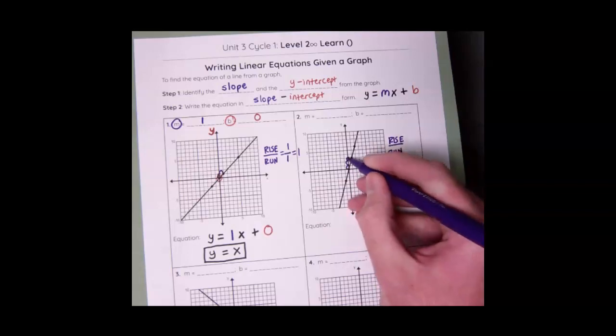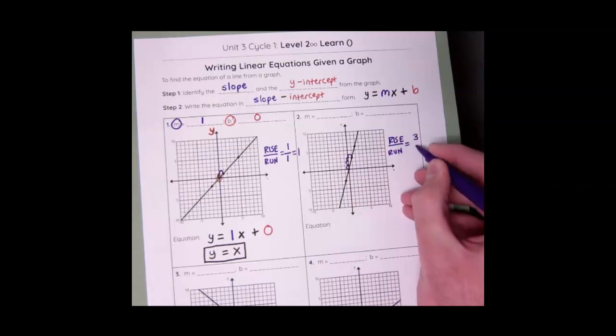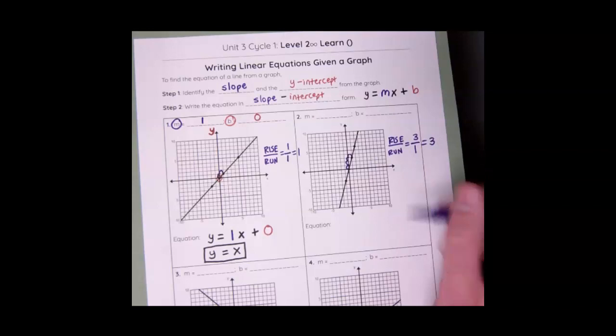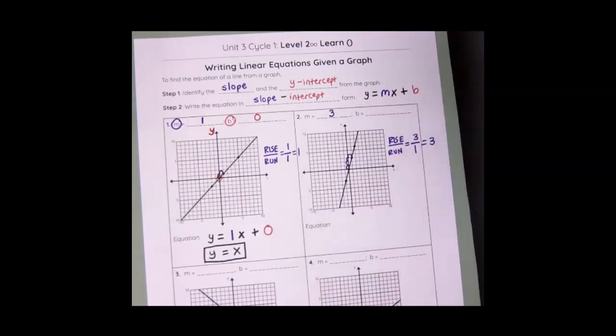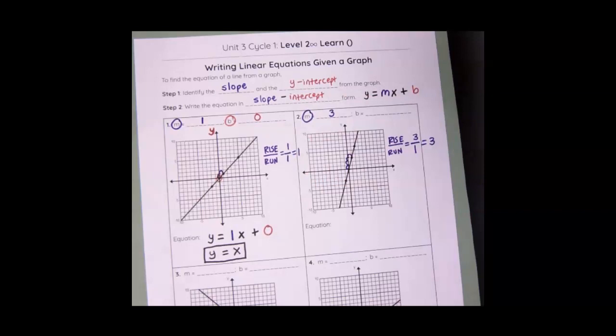And my run is 1. So my rise is 3. My run is 1. And that can be simplified to 3. So my slope is 3. Okay. That's my slope. Rise over run.